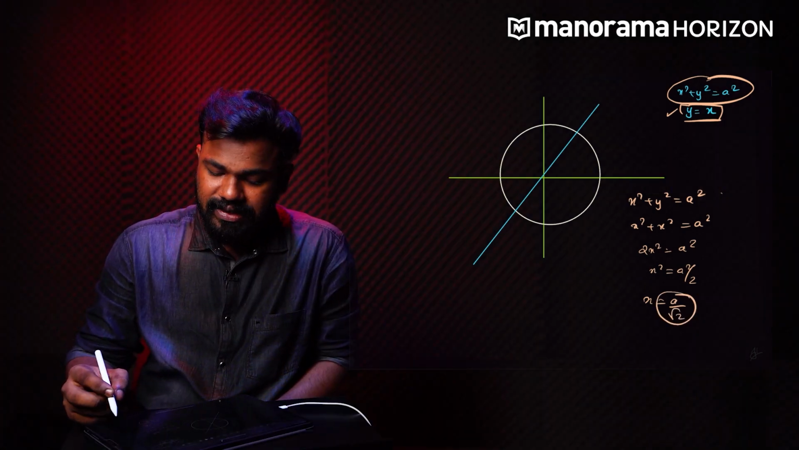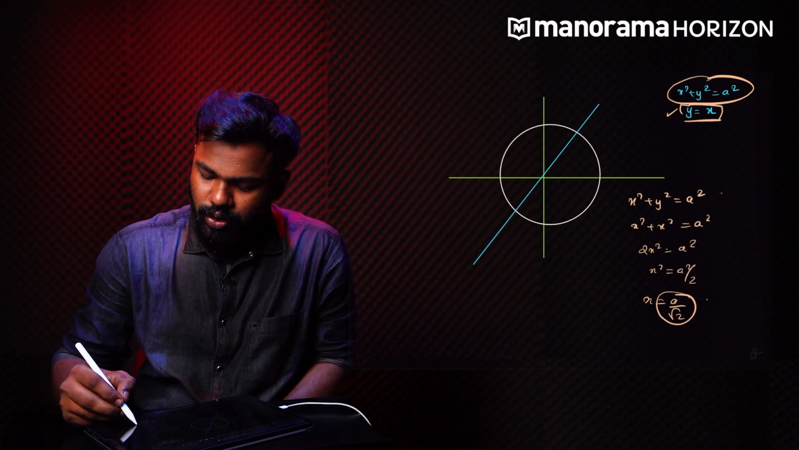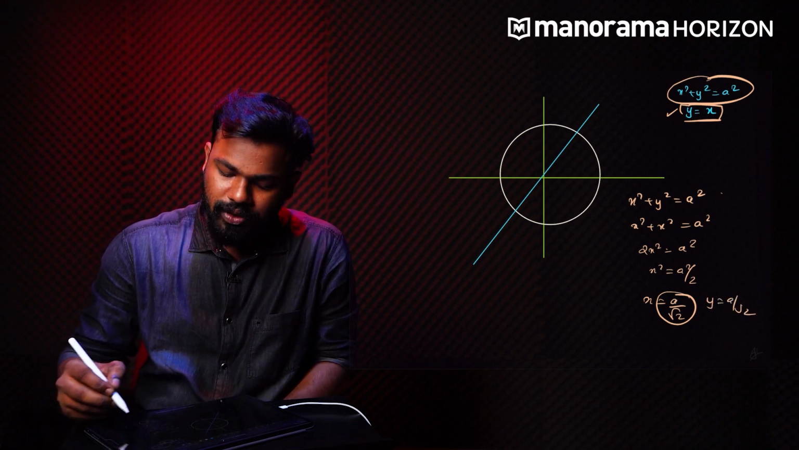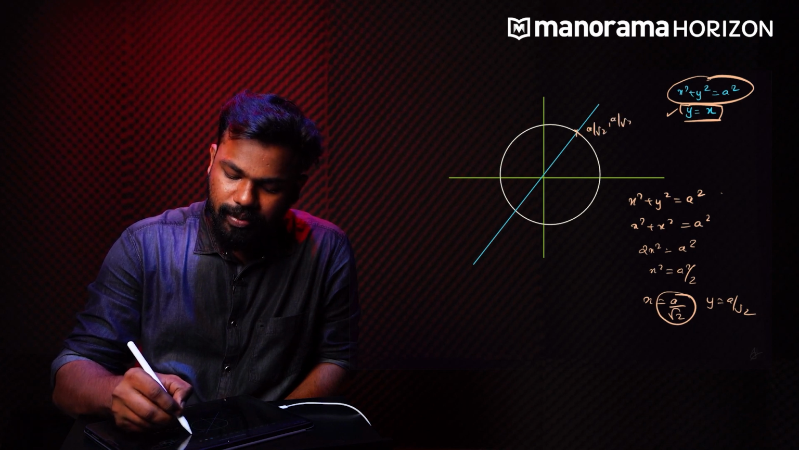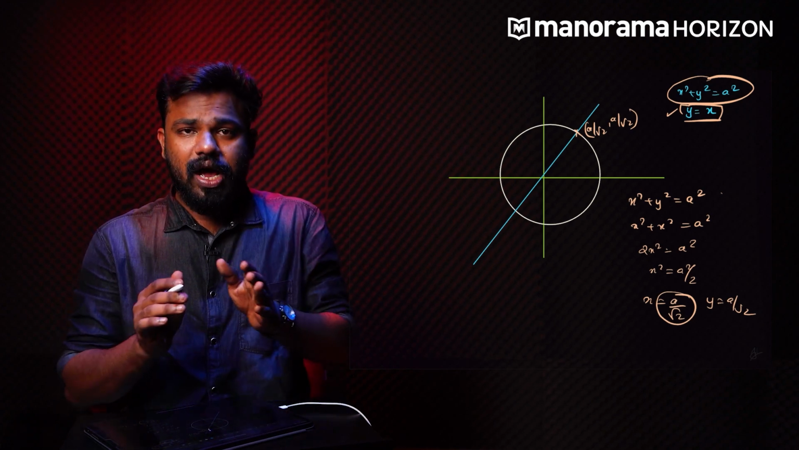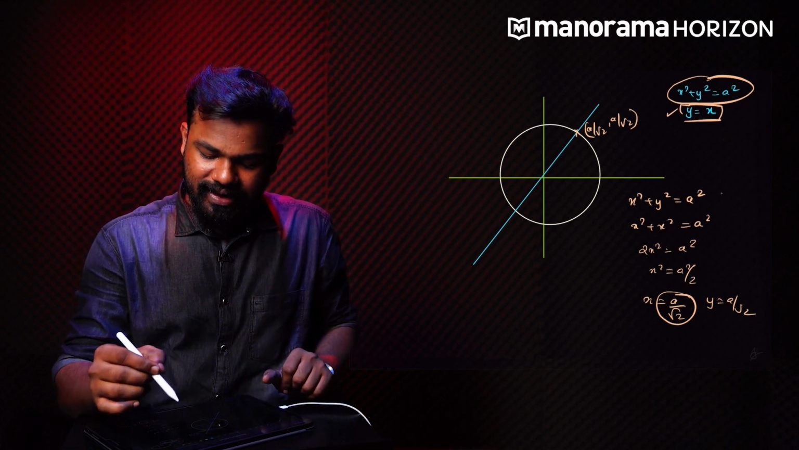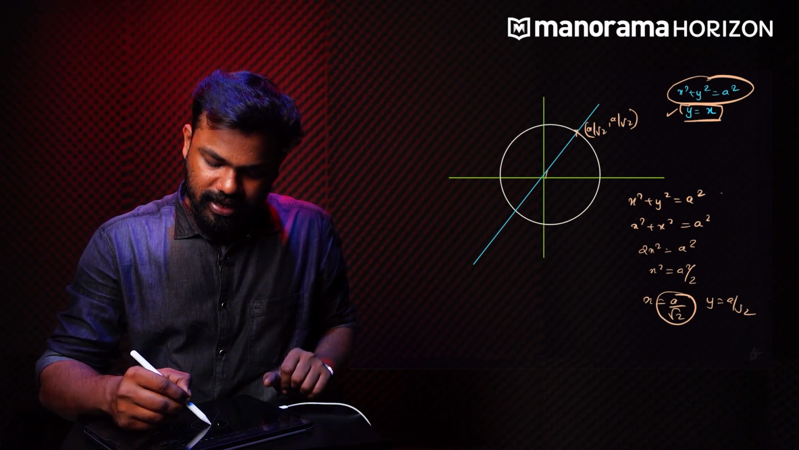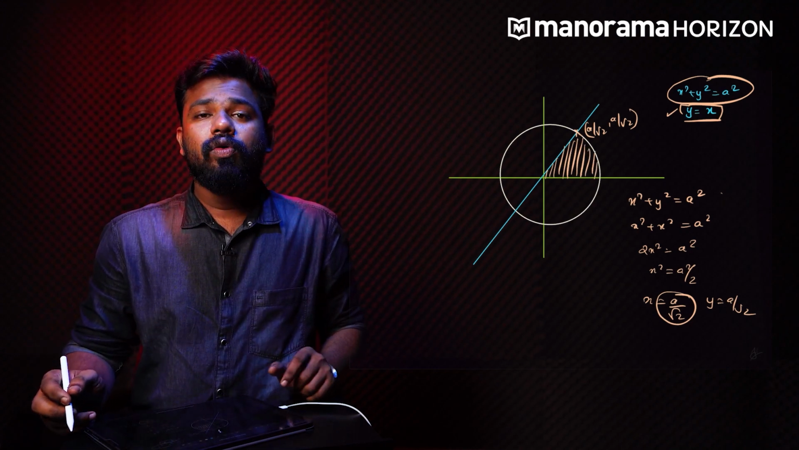So x is equal to a by root 2. Since x is equal to y, y is also equal to a by root 2. So I can mark this point as a by root 2 comma a by root 2. So that is what we got here. Now I need to find out the area which is enclosed between this line and the circle. I am shading it over here. This will be that particular area. How will we find that?